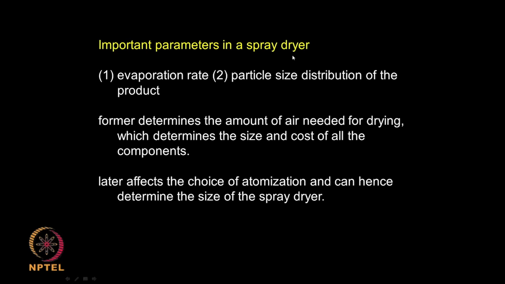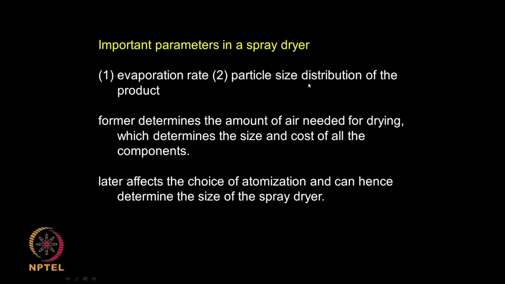So, what are the important parameters in a spray dryer? Evaporation rate, particle size, distribution of the product. So, evaporation rate determines the amount of air needed. If I want to evaporate at a certain rate, that means I am evaporating the solvent or the moisture. So, it tells you how much air I will require for drying. So, that will determine the cost of the air handling system, either a compressor or a blower.